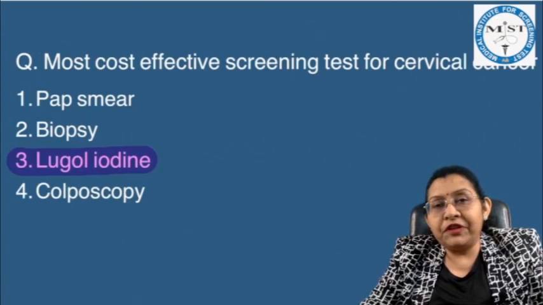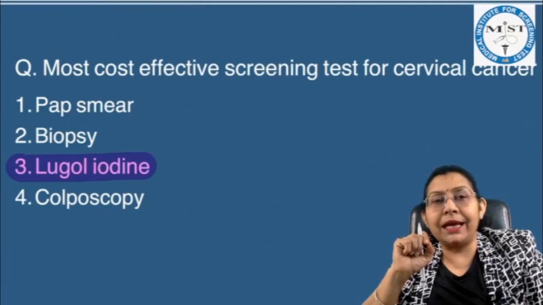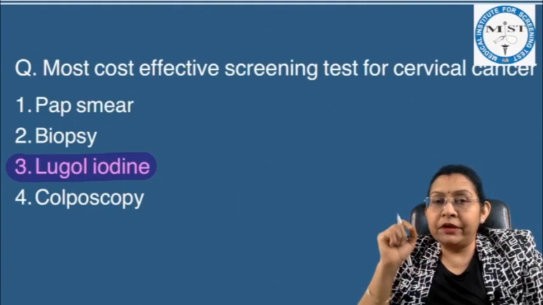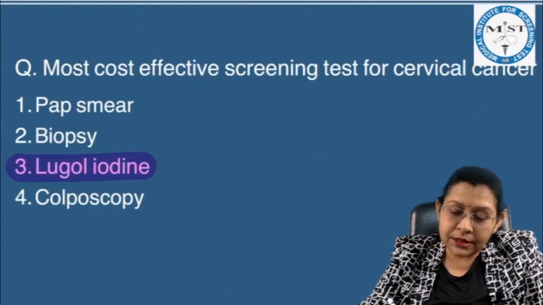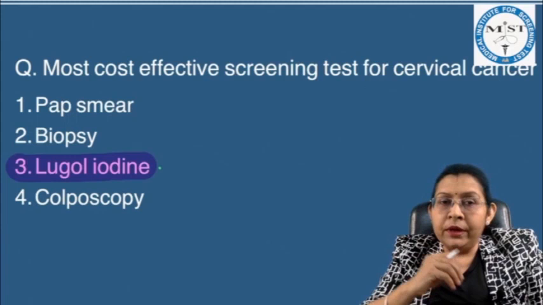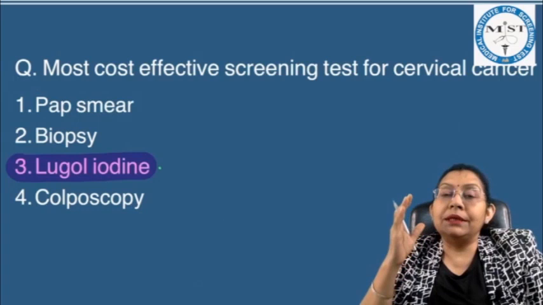Most cost-effective screening test for cervical cancer. Now here, there is some controversy in the question. Some students are saying the question was, which is the best screening test for cervical cancer? And some students are saying it was the most cost-effective screening test. So, my dear friends, if the question is the most cost-effective screening test, then your answer from the given choices is Lugol's iodine, because this is performed at the primary health center and minimal cost is required. And if the question was, which is the best screening test for cervical cancer, then your answer should be Pap smear. So, remember one point, that the answer changes with the question as well as with the given choices.